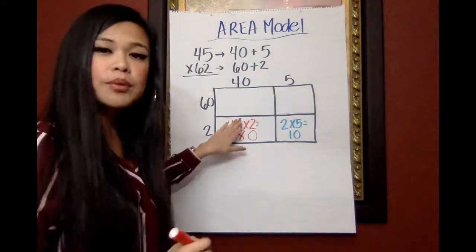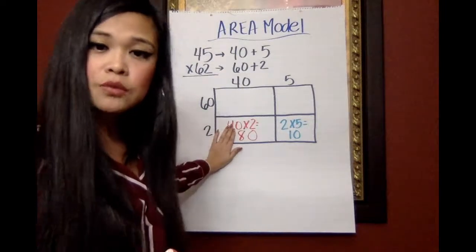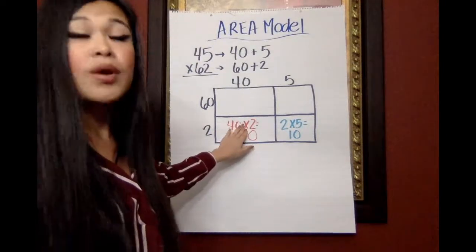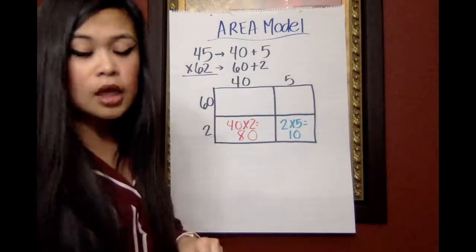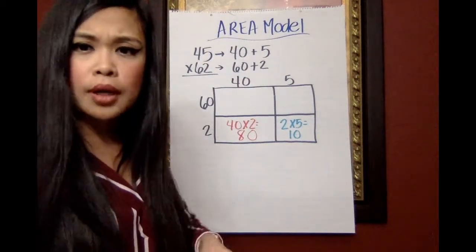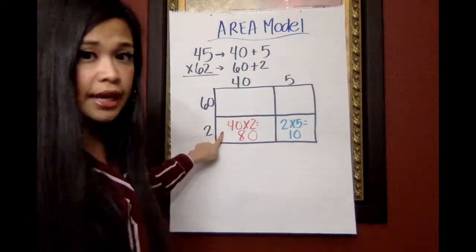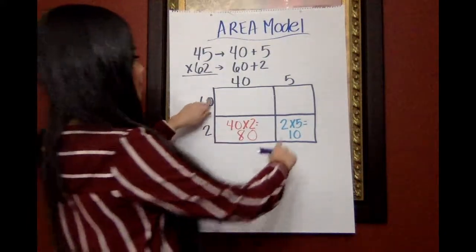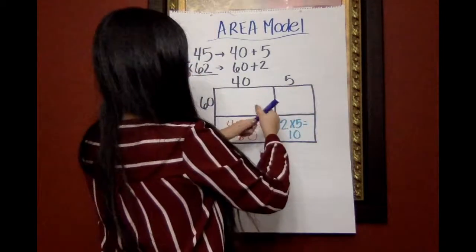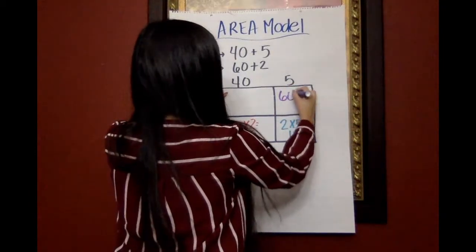Okay, so you have to remember to box and balance your zeros. This is where I found most mistakes, balancing these zeros, okay? So make sure you write that partial product inside, just like I did, 40 times 2. And then we're going to multiply 60 times 5. 60 times 5.